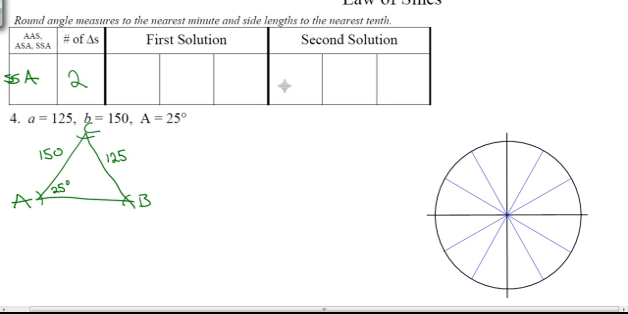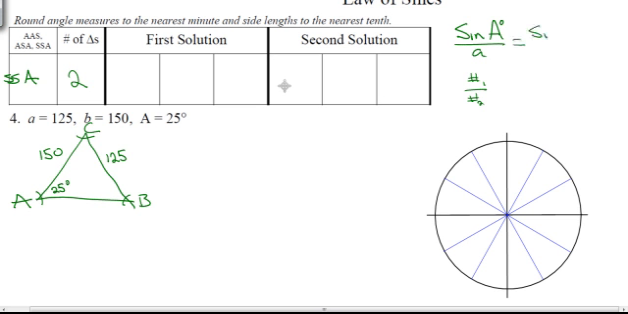So what I'm going to do right now is start using the law of sines to figure out what the rest of the measurements could be. And the law of sines is simply this: if I find out what the sine of some angle is and I write it as a ratio over the side length, in other words, sine of 25 degrees over 125, that's going to give me some kind of number over another kind of number.